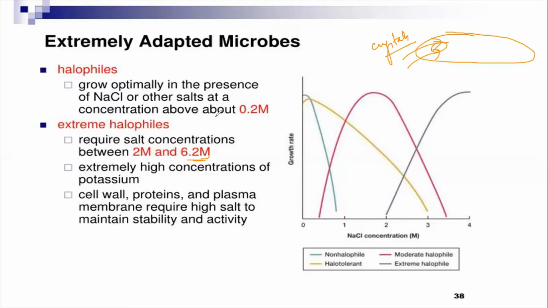Now, do you think that when you say halophiles, if I try to grow them in normal nutrient broth, or let's say LB broth, is it possible for these organisms to survive in normal broth, which has hardly 150 millimolar of salt concentration?